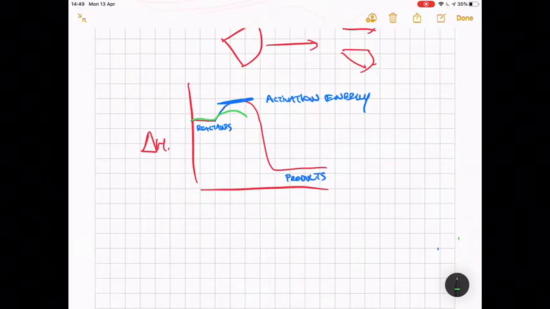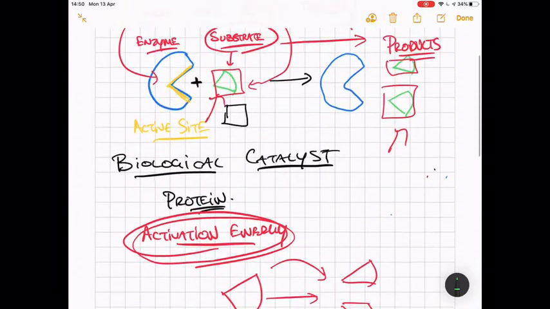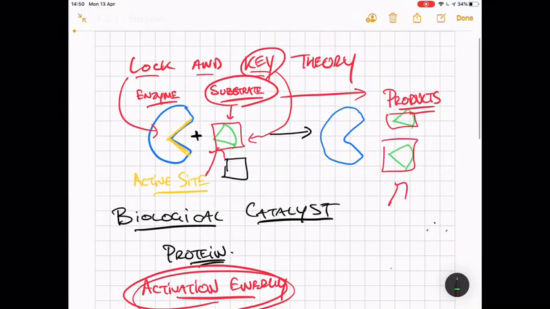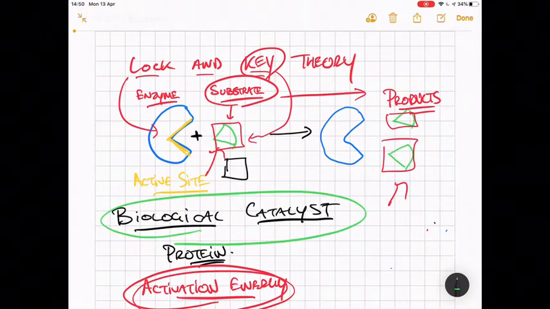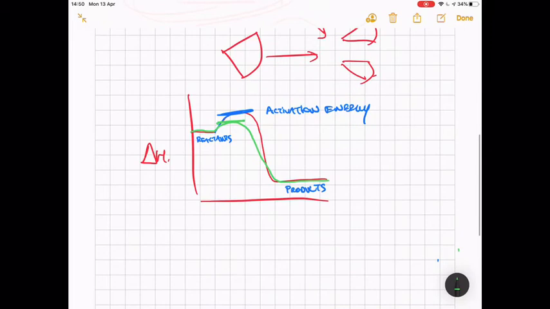That activation energy, if we use an enzyme, is lowered. So we don't need as much energy in order to trigger a reaction, to cause a reaction to take place. So going back to the original definition of what we said an enzyme was, a biological catalyst, something that speeds up a reaction.